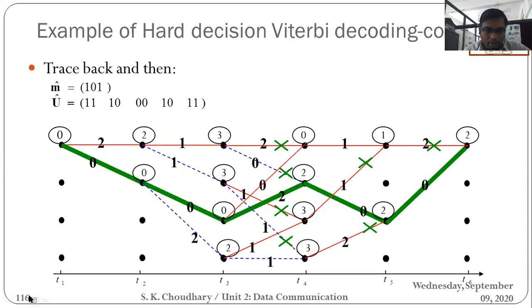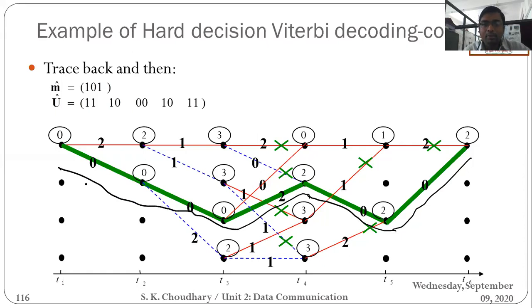And you have to follow this path. Then here you have reached. You have again 2 selections. This path is already discarded. You have to follow this path. And again 2 selections. This is already discarded. You have to follow this path. Then again this is the only one path. You have to reach to this.